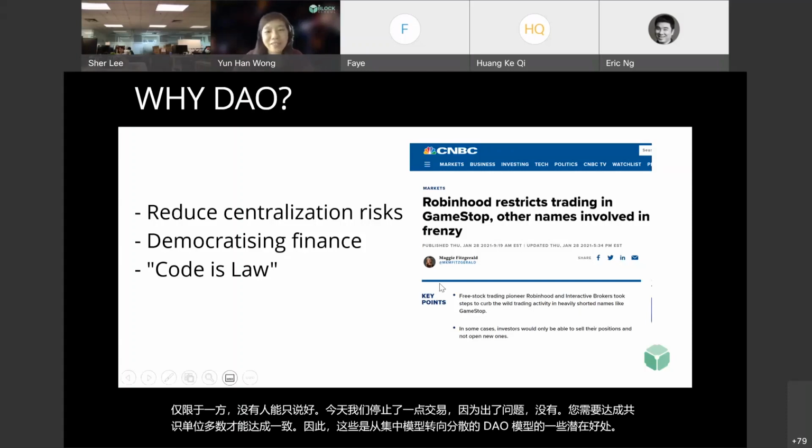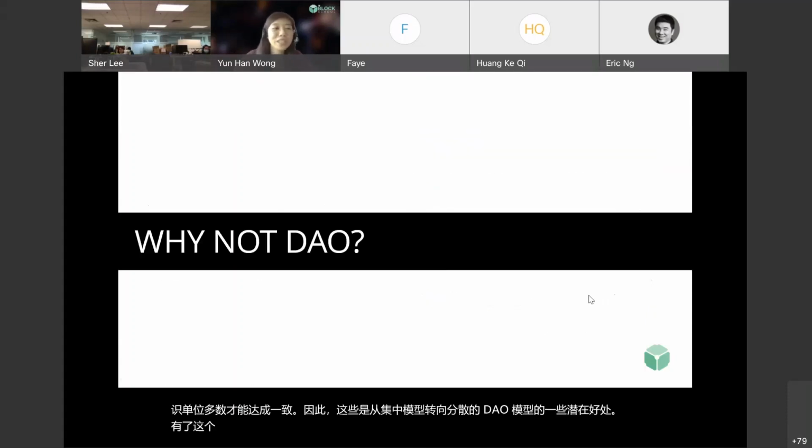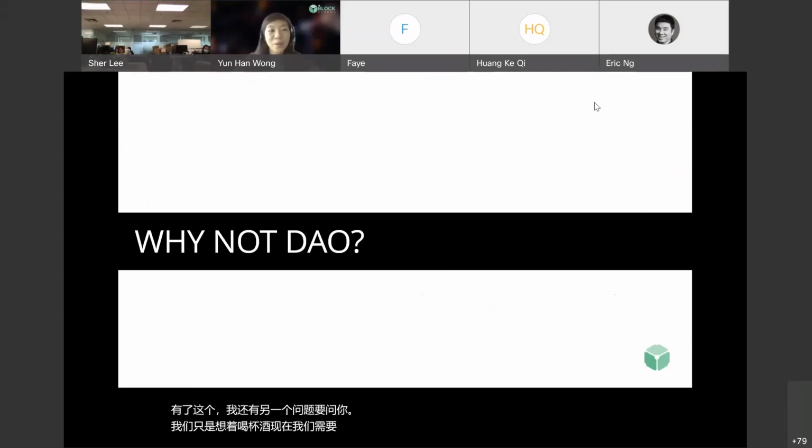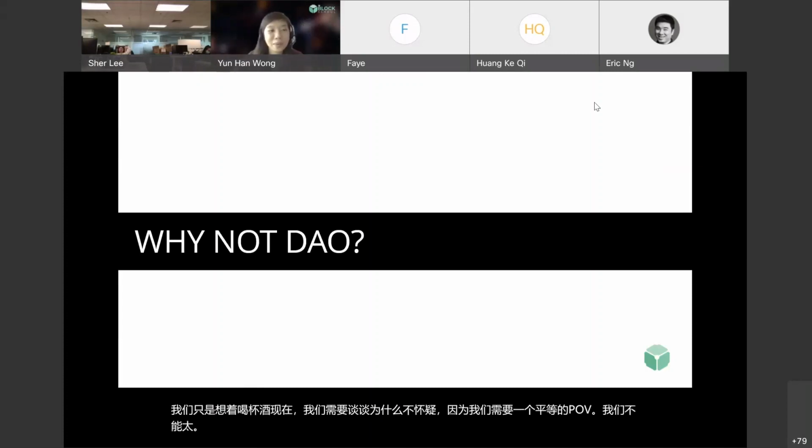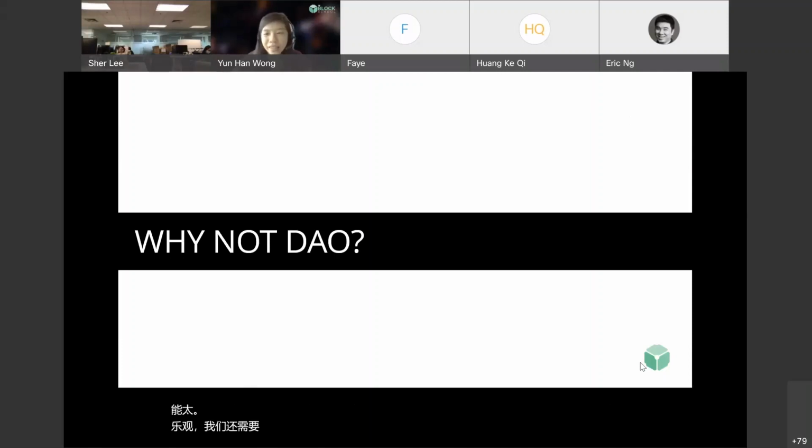And with this, I have another question for you. We just talked about why DAO. Now we need to talk about why not DAO, because we need an equal point of view. We cannot be too optimistic. We also need to think about the limitations. So can anyone share? Why shouldn't we DAO something?